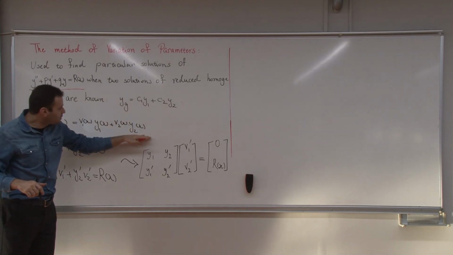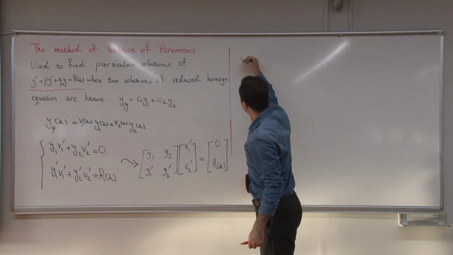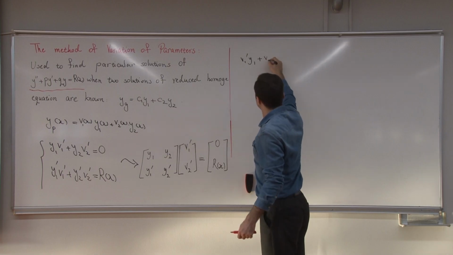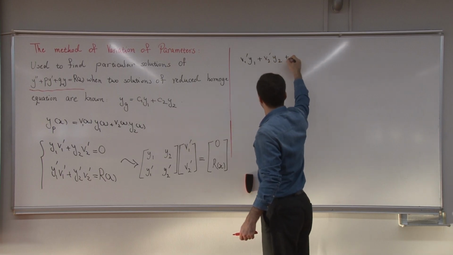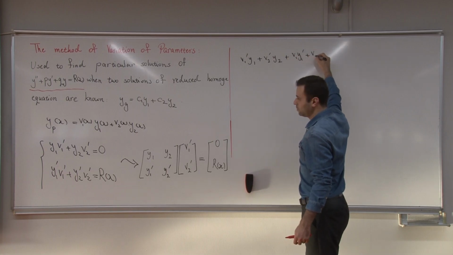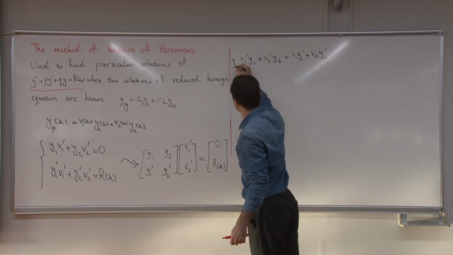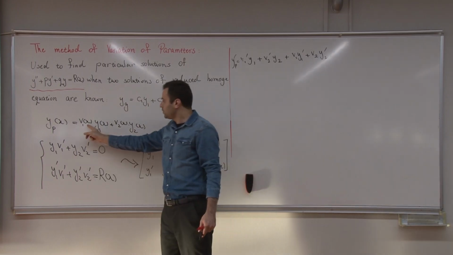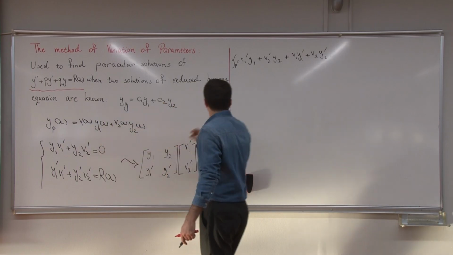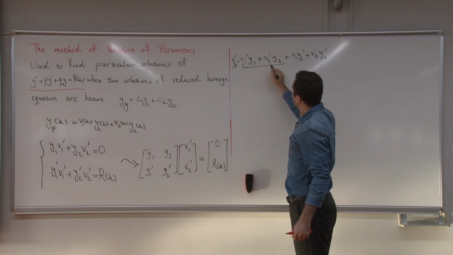If you take the derivative of this one, what will happen? v1 prime y1 plus v2 prime y2 plus v1 y1 prime plus v2 y2 prime. Isn't this the case? Derivative of this one plus this one, derivative of this one multiplied by this one plus derivative of this one. And I'm changing their order. You see what I have here? I have this term, right?